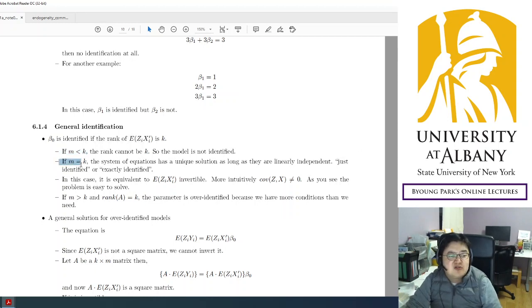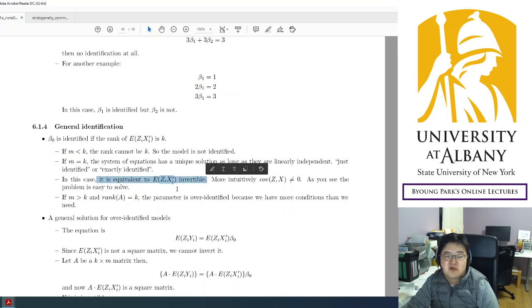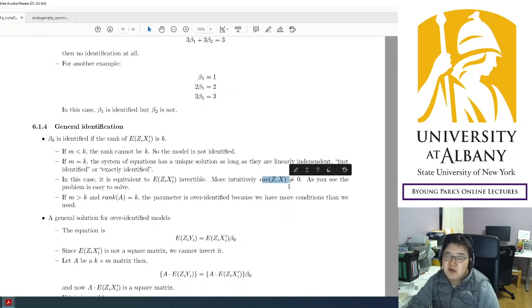And if m equals k, then we say just identified or exactly identified. You have the same number of pieces of information and the same number of unknowns. So exactly identified, and it's about the inverse matrix. You may use the inverse matrix of A in this case. As I said, it is equivalent to invertibility. So if it is invertible, that's it.